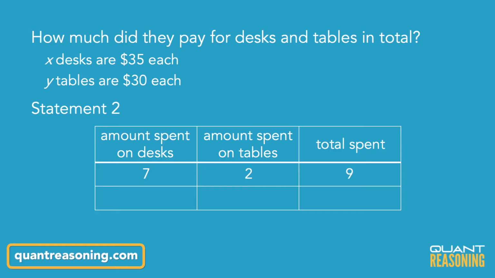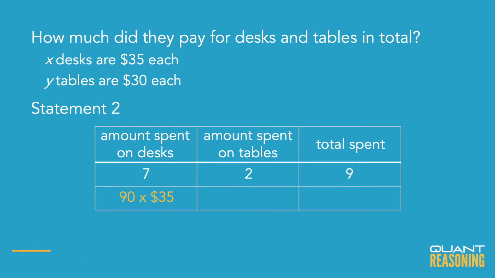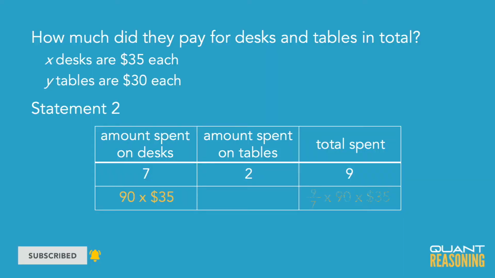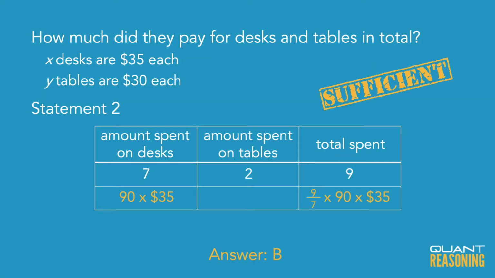So we can now fill in the actual dollar amount spent on desks, and that would go under the 7 in our ratio table. Now looking at that ratio table, we know that the total amount spent is 9/7 as much as was spent on the desks. So the answer to the question is 9/7 of the amount of money spent on desks. We know what that amount is. We could calculate 9/7 times that amount. And so it turns out that this second statement is sufficient on its own, and the correct answer is B.